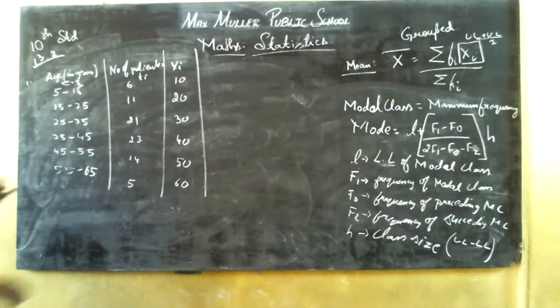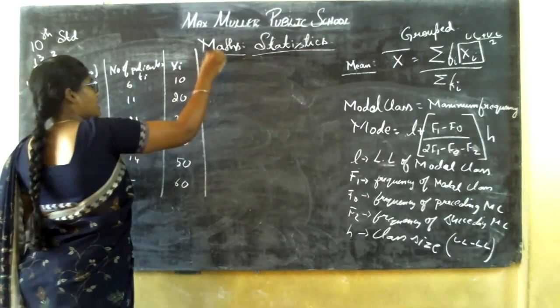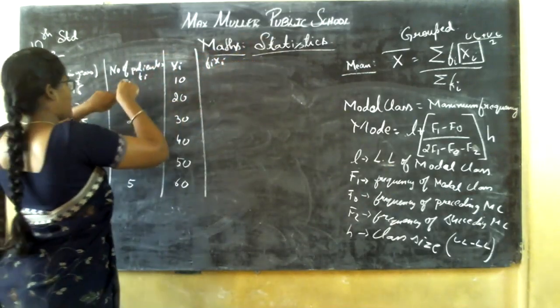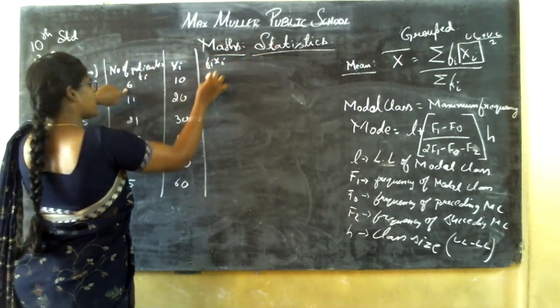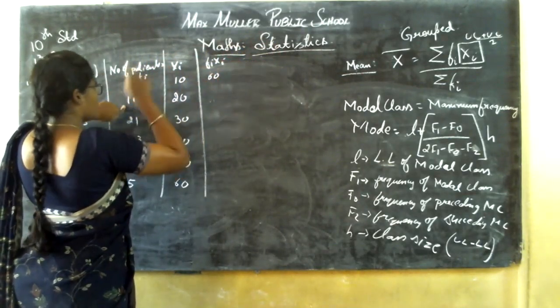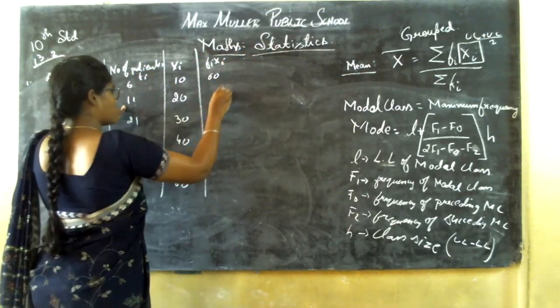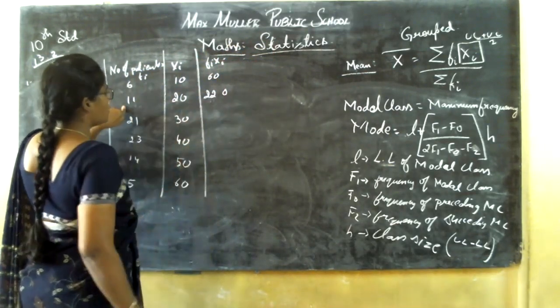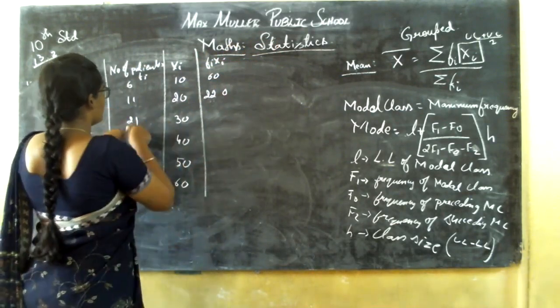Next, what is the next tabular column? What are you going to find? It is Fi xi. You want the summation, right? So, we are going to multiply. Now, 6 into 10 is 60. Then 11 into 20. So, let me keep 0. Then multiply 2 into 11. So, I get 220. Now, 21 and 30.